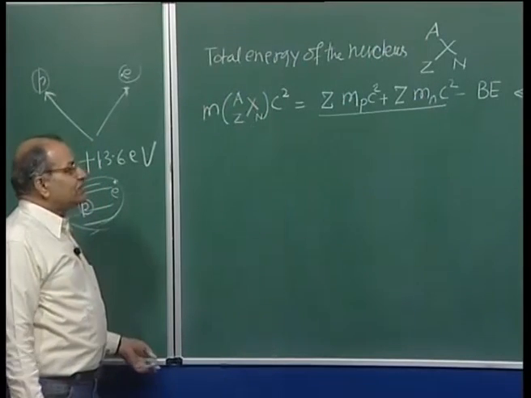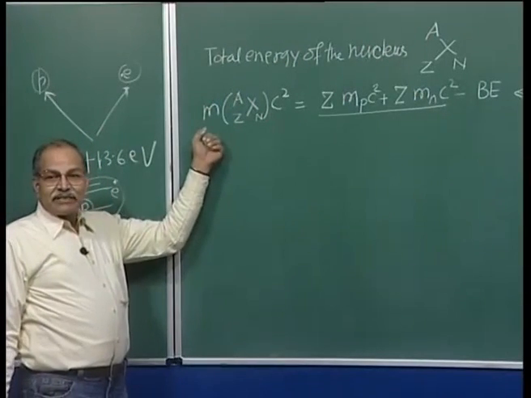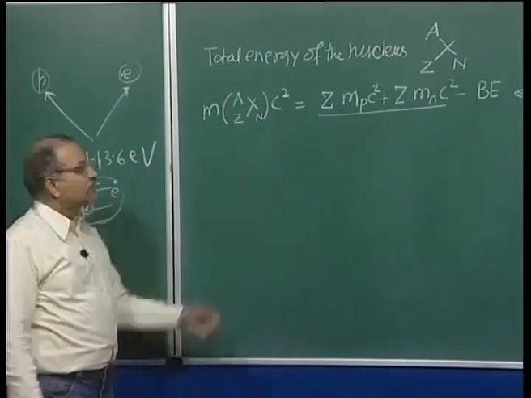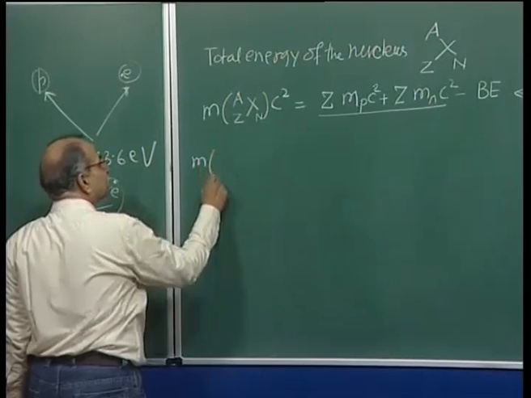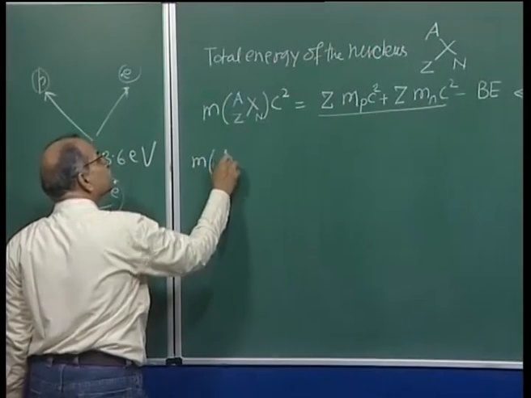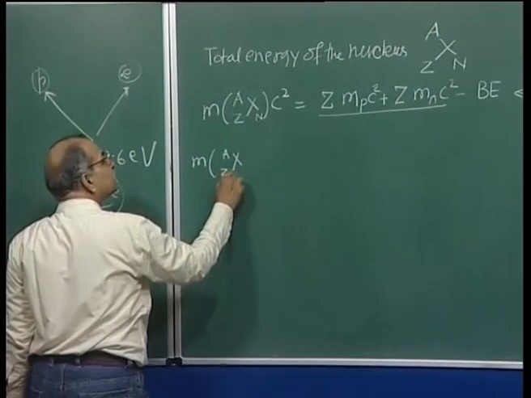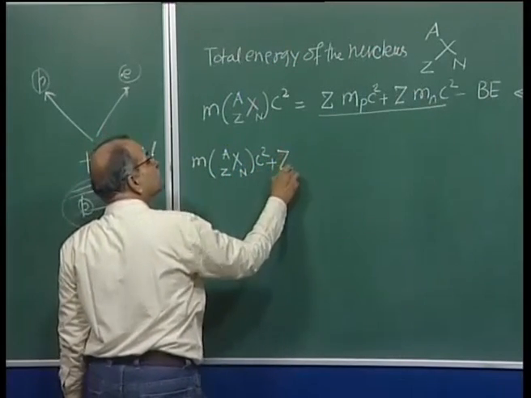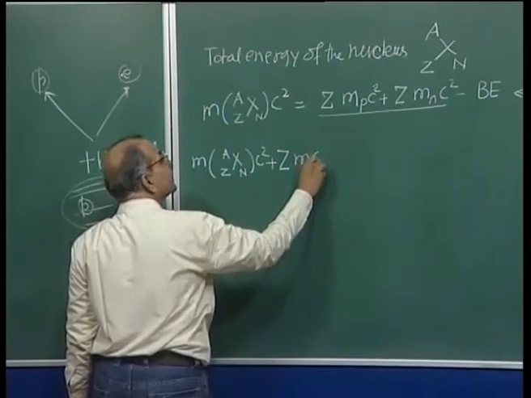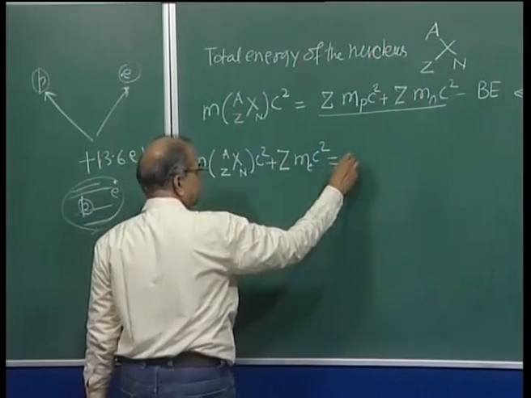If you add Z electron rest mass energy on both sides, what will you have? You will have mass of this nucleus plus, let me add Z times m_e c square on both sides.